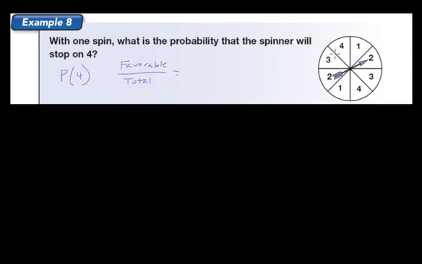There's 1, 2 4s out of 1, 2, 3, 4, 5, 6, 7, 8. 2 out of 8, you can reduce it. The probability of 4 is 1/4.